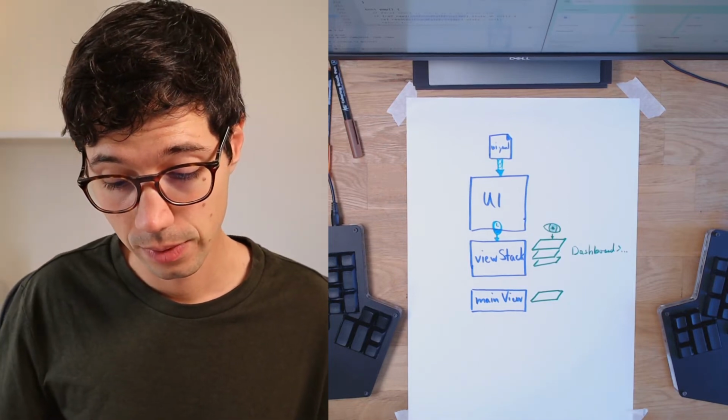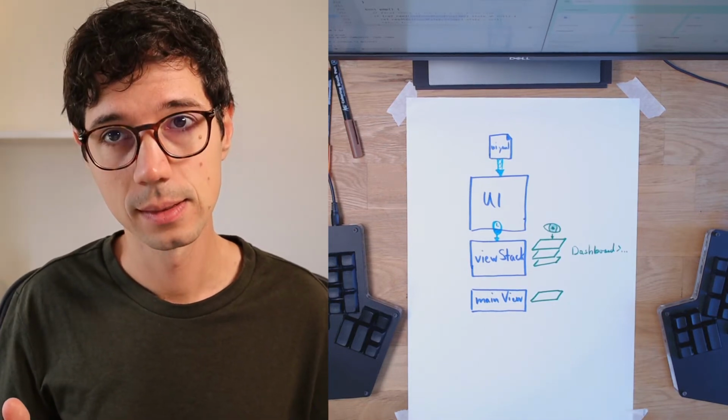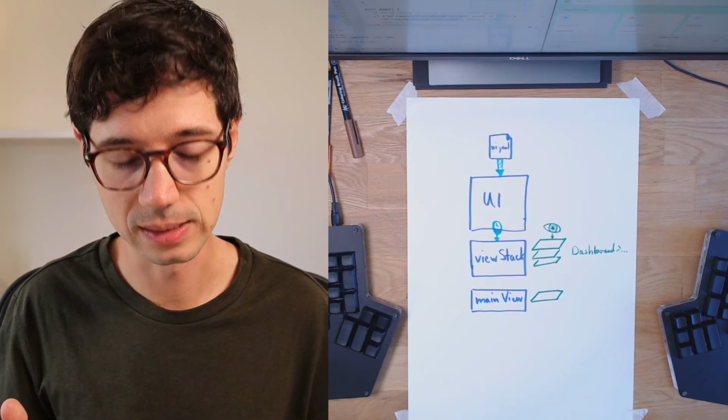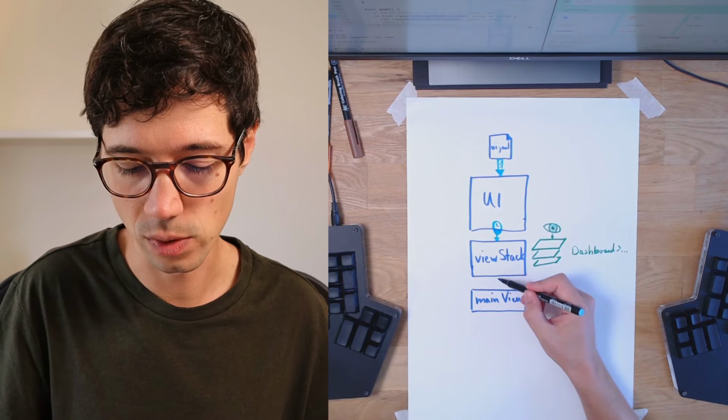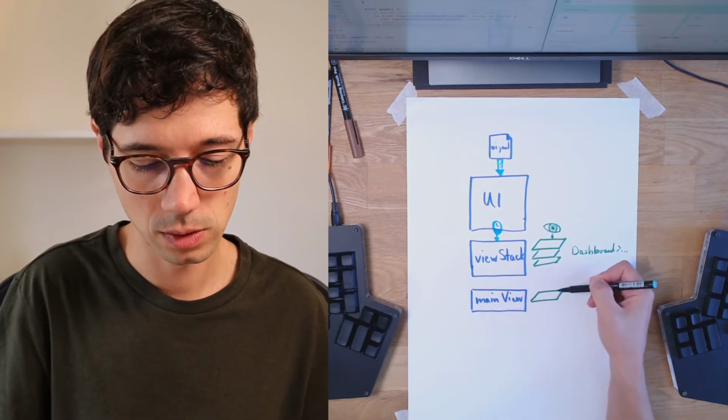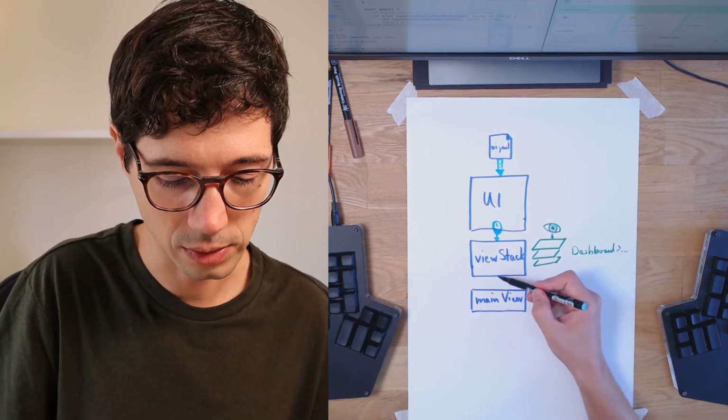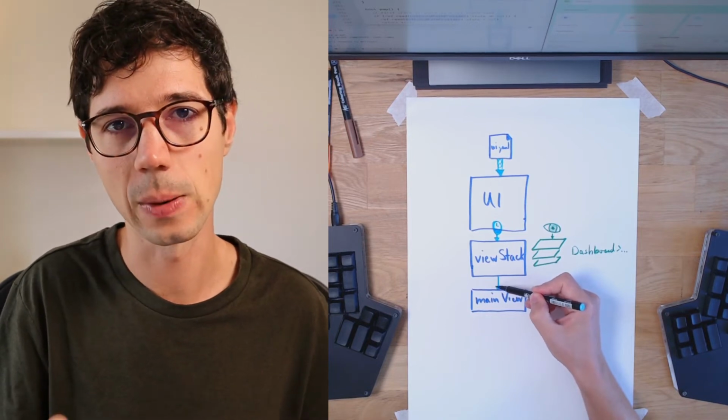Now, let's look at how the view stack influences the main view. Why? That's pretty obvious. It's the top layer that we are interested in for the main view. So this will go down here. But the question is, how many times?